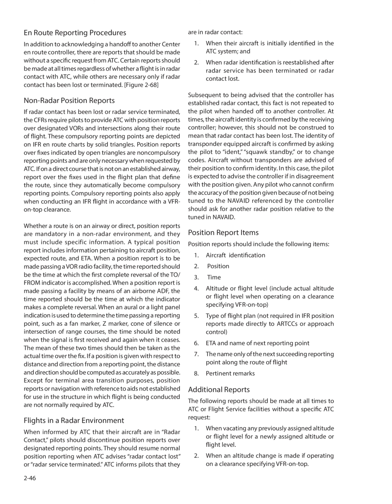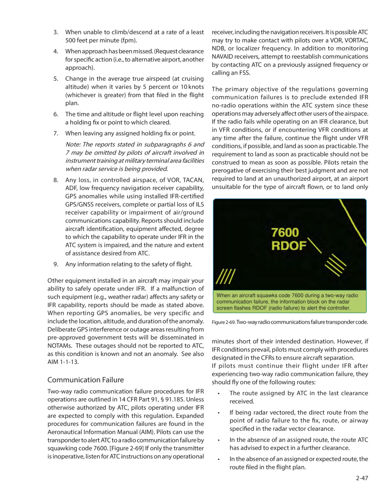Additional reports. The following reports should be made at all times to ATC or flight service facilities without a specific ATC request. 1. When vacating any previously assigned altitude or flight level for a newly assigned altitude or flight level. 2. When an altitude change is made if operating on a clearance specifying VFR on top. 3. When unable to climb or descend at a rate of at least 500 feet per minute, FPM. 4. When approach has been missed. Request clearance for specific action, i.e., to an alternative airport or another approach.